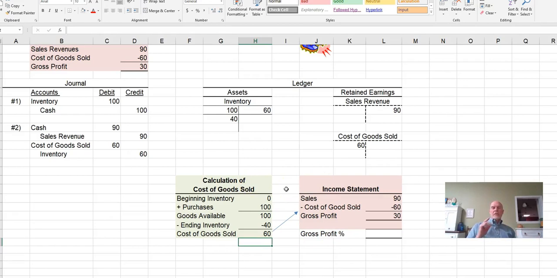So the first stage of understanding in Chapter 4 is what is cost of goods sold, how do you calculate cost of goods sold, and what is gross profit, and how do you calculate that. So we're going to go through these 2 calculations.